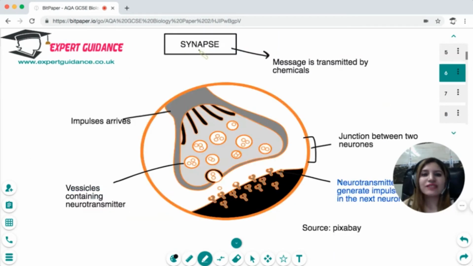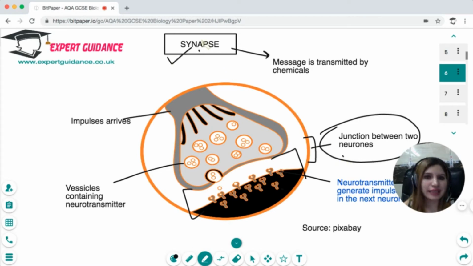Next we have the synapse. Now, you know that the message in the neurons is transmitted by electrical impulses. But there comes a point, which is a junction between two neurons. This junction, or the gap between the two neurons, is the synapse. And here the message is not transmitted electrically. It is transmitted by chemicals called neurotransmitters. So what we have is, at the end of one of the neurons, vesicles which contain the neurotransmitter.